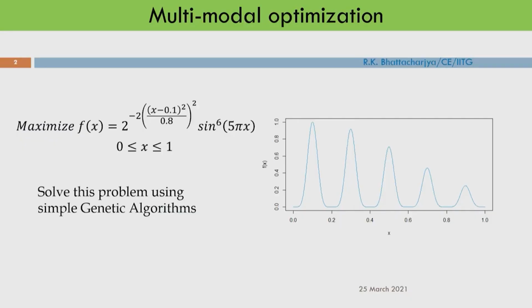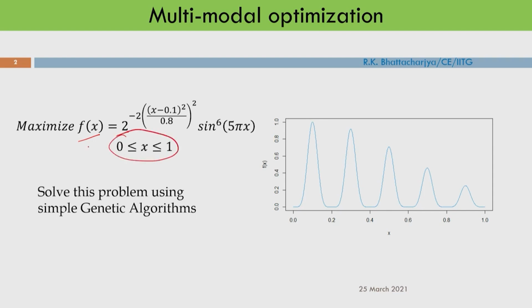The function is f of x, it is a one dimensional function, a one variable function. f of x is 2 to the power minus 2 times (x minus 1) whole square by 8, then this is whole square, and then sine to the power 6 of 5 pi by x. And the range of x is between 0 and 1.